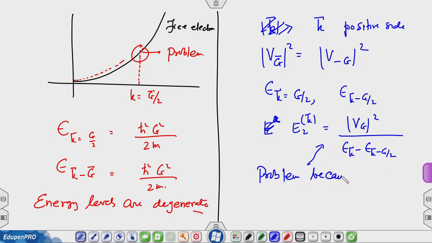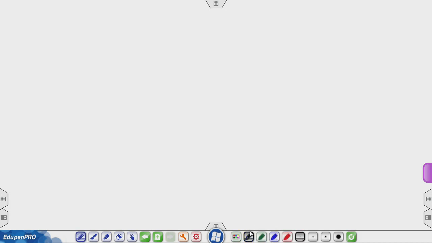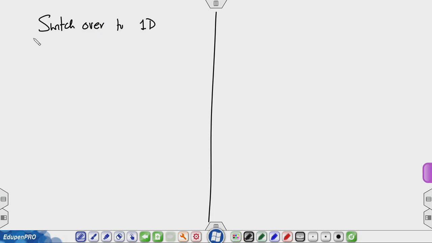because epsilon k equals epsilon k minus g by 2. So, I need to apply degenerate perturbation theory here. Let me now show this in 1D, that is easier to understand. So, let us switch over. It is easier to understand, but results are again general.